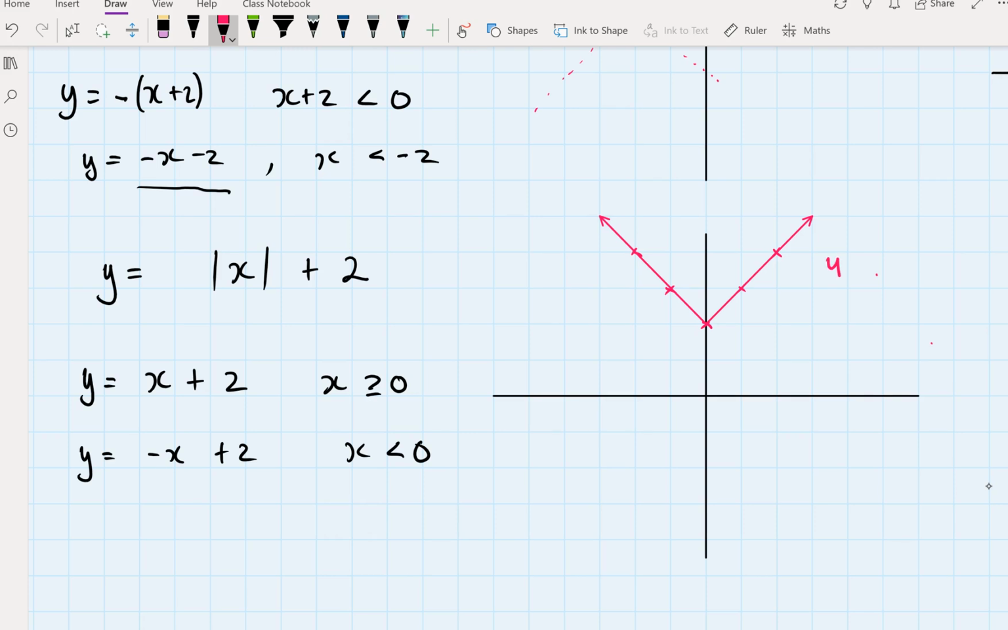And there we have the graph of the modulus of x with 2 added onto it. Just as we did with the parabolas, if I added something onto the end, added a number on the end, I shifted the graph up. If I took away something, I'd shift the graph down. And so the basic transformations that held for parabolas are going to hold for modulus graphs as well.